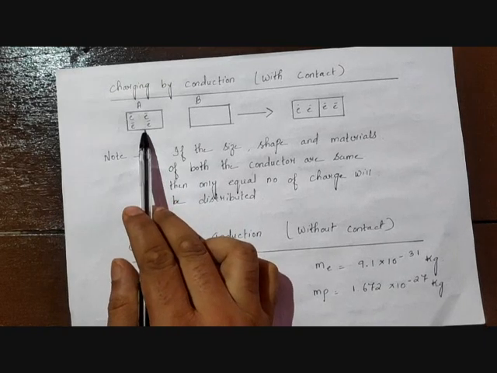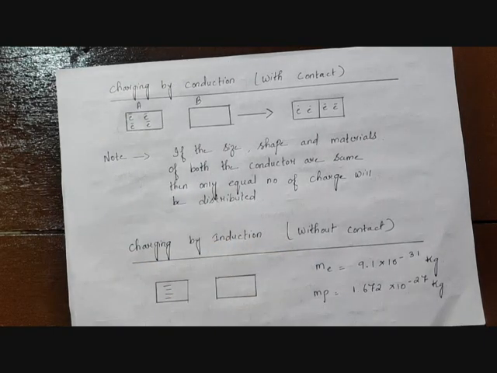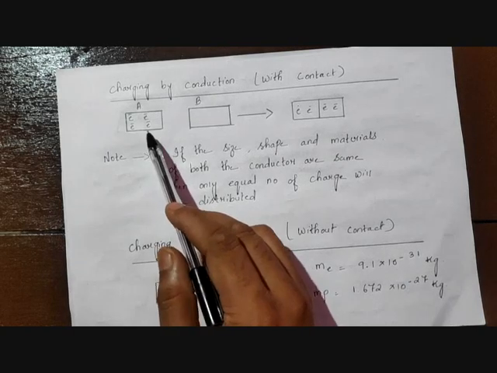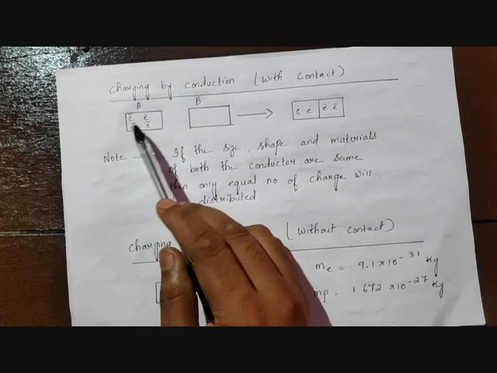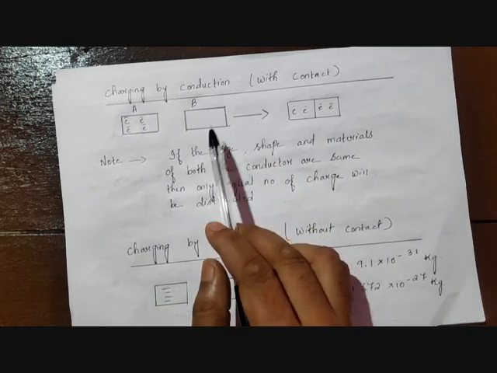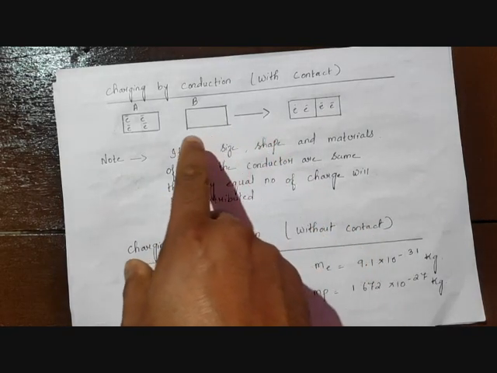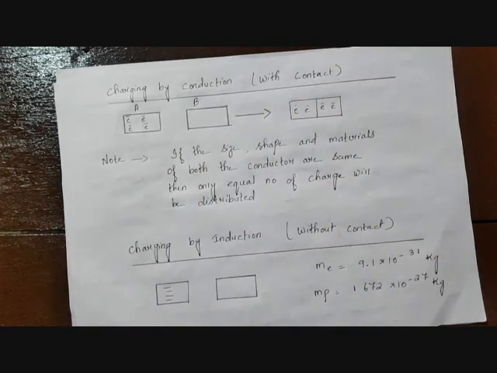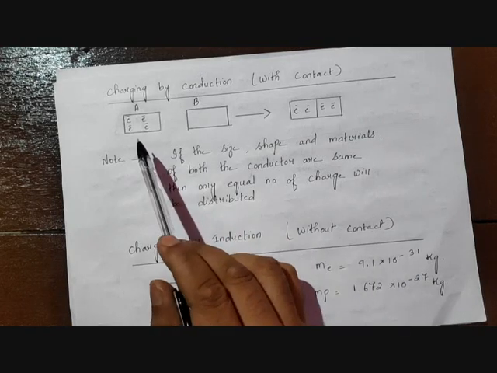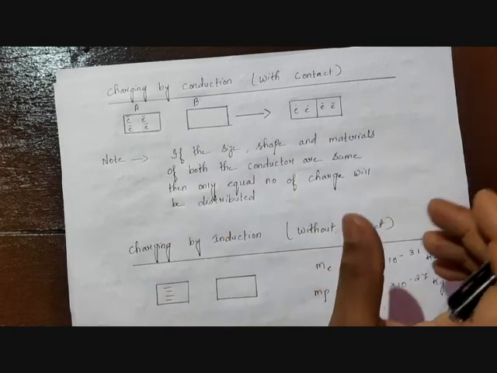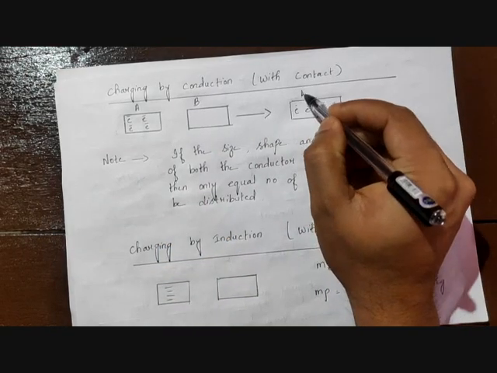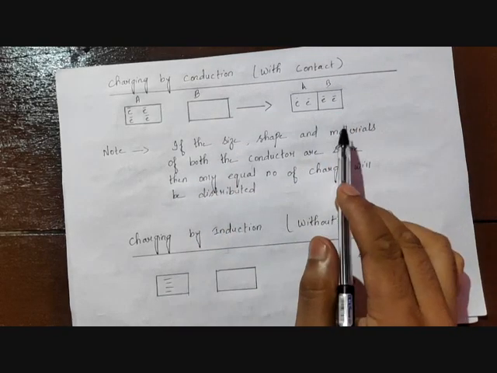Suppose, look here, a body A and body B I'm using. Body A I wrote 4 electrons, for example. Body B I wrote nothing, means suppose it's neutral. There's no charge here. So these two bodies need to be in contact for conduction. Then only will electrons flow from one body to another. Now look here, I wrote 4 electrons. The next step, they contact each other. This is A, this is B.